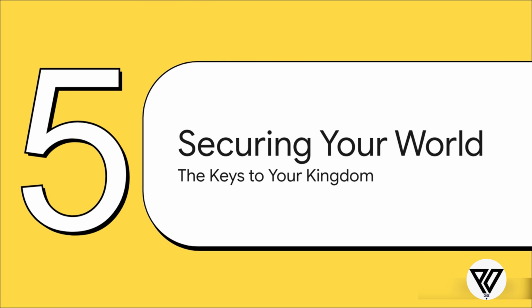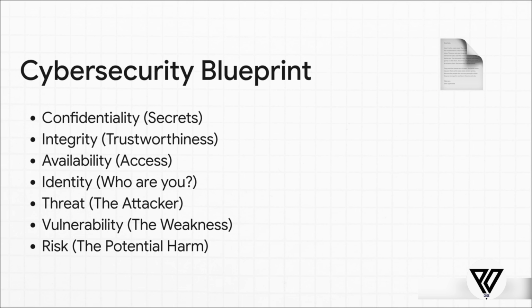So, after all of that, what's the big takeaway here? How can you actually use this blueprint to secure your own digital world? Here it is. This is your complete cybersecurity blueprint. On one side, you've got your defense: confidentiality to protect your secrets, integrity for trustworthiness, availability so you always have access, and identity to guard the front door. And on the other side, you've got the attack: the threat itself, their opening through a vulnerability, and the overall risk you're facing. If you can master these 7 concepts, you've mastered the language of digital safety.